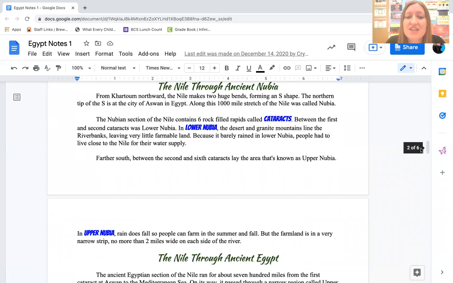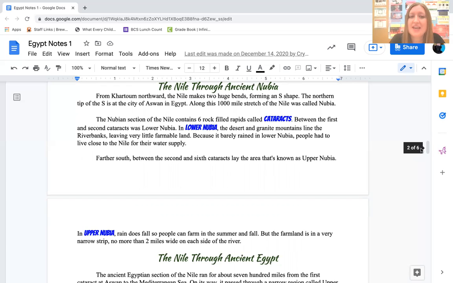The Nubian section of the Nile contains 6 rock-filled rapids called cataracts. So cataracts are rock-filled rapids. And these can be kind of like waterfalls. Like you're not just going to take your boat up a waterfall, right? I mean, it's white water to an extreme. And so that's why Herodotus had to stop. He couldn't keep going. I mean, sure, he could get out and kind of go around, but he didn't.